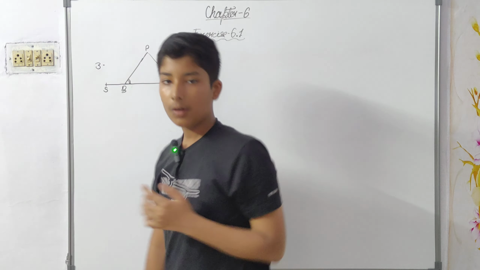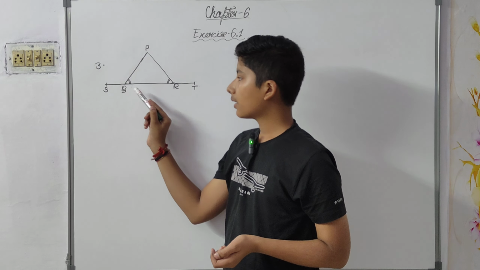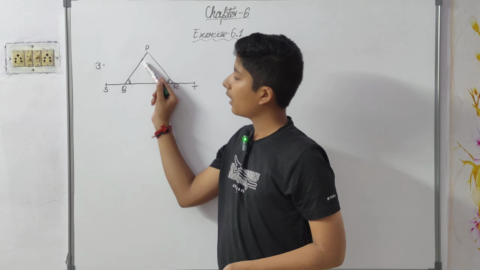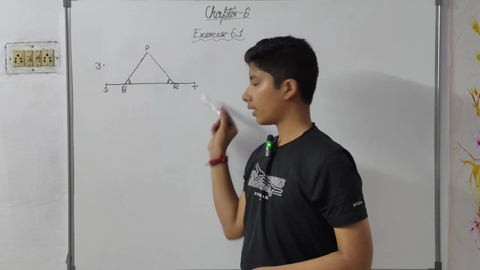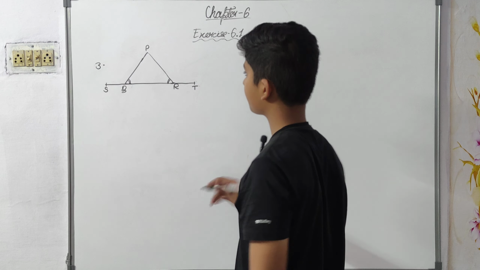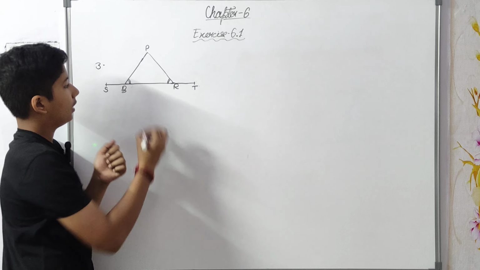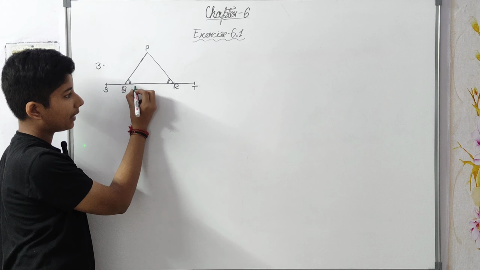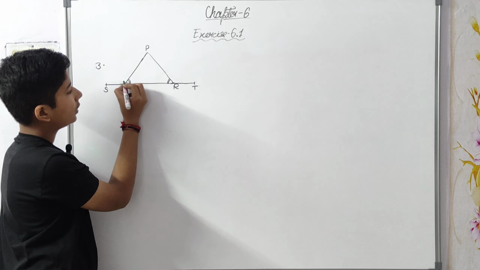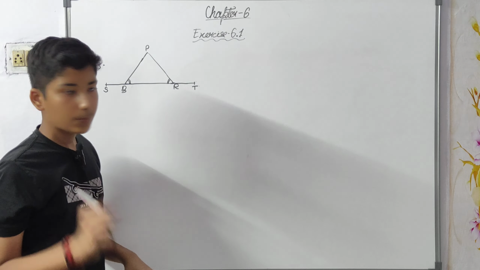Okay friends, now see this third question. It is saying that angle Q equals angle R, but we have to prove that angle PQS equals angle PRT. Okay, now how will we prove it? Firstly, I will explain first. Let's say these two angles are equal. So if we subtract this from 180, 180 minus this angle equals 180 minus this angle. So this will be equal to this and it is proved.